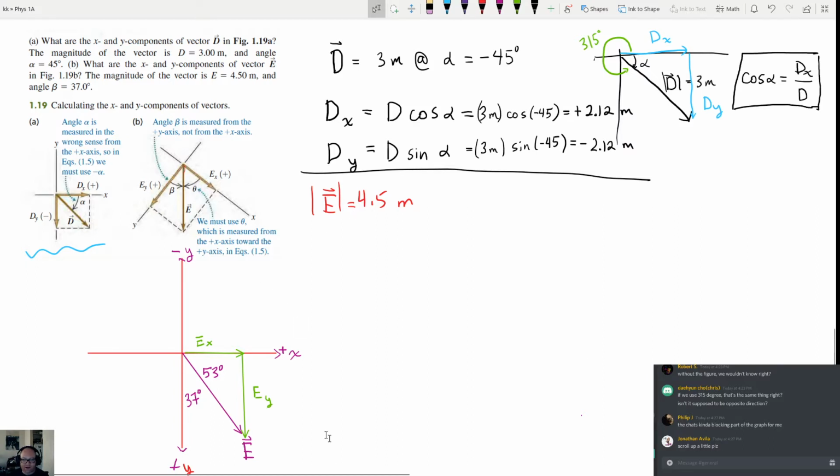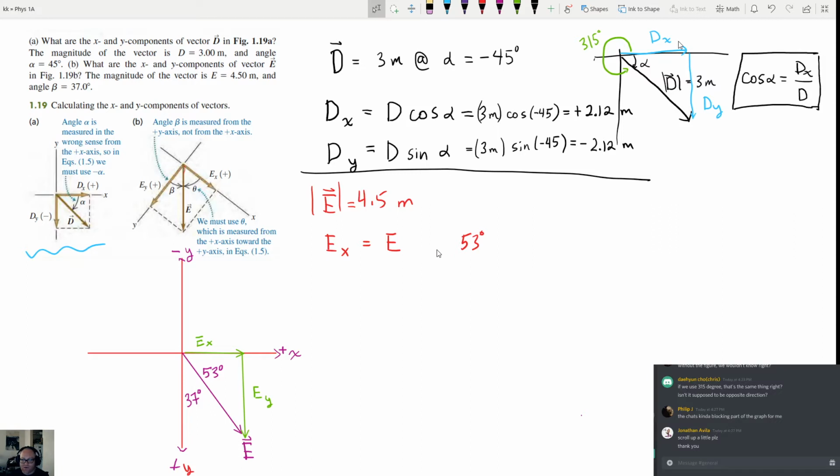Okay, we know the vector E is 4.5 meters. Our goal is to figure out what EX and what EY are. So I'm just going to write down that E sub X is going to be equal to the vector E multiplied by something of 53. This is going to be either sine or cosine. What should it be for the x one? Should it be sine or cosine of 53 that we want to get ex? It's going to be cosine in this case, right? Or there's another way I could have done it. I could also say it's e times something of 37 degrees. What would I put here, sine or cosine? If I wanted to use the 37 degrees, we would use sine.